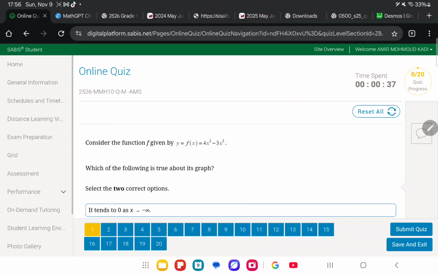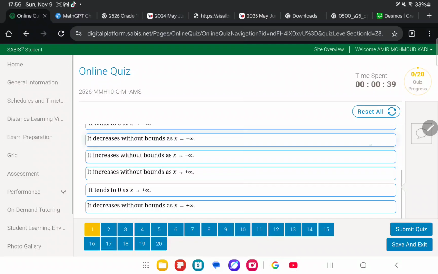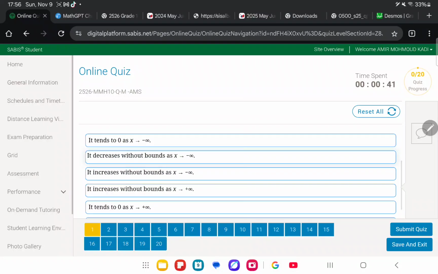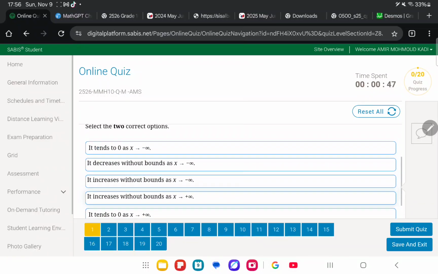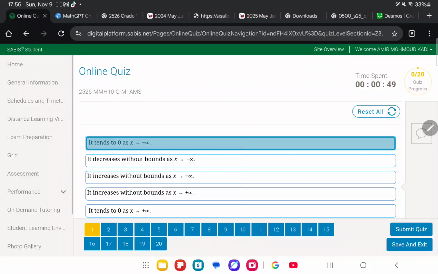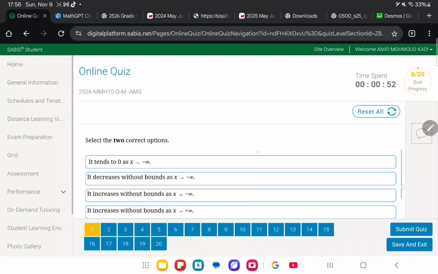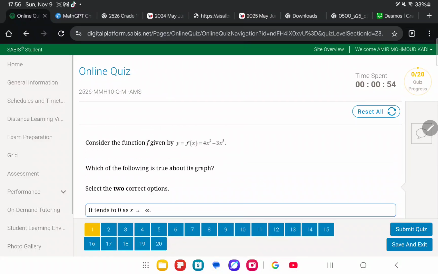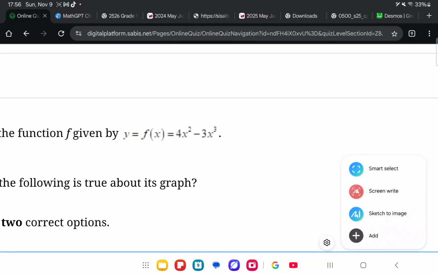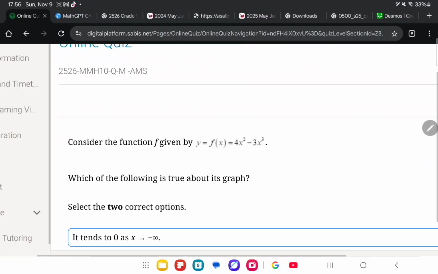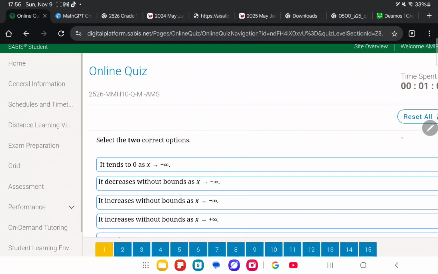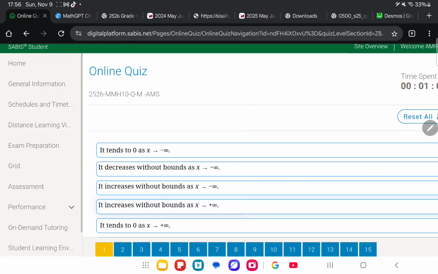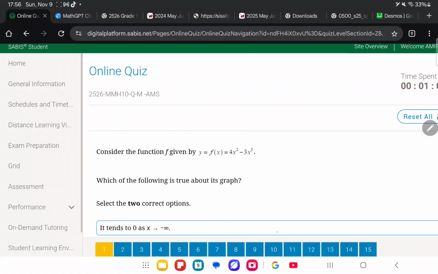We have 4x squared minus 3x cubed, and they want us to find the nature of how x approaches when we want y to increase or decrease. Here, when they say tends to, that means they're talking about asymptotes. And over here, we don't see any square roots, or any fractions without the variable inside the denominator. So that means we can already rule these two out as wrong.